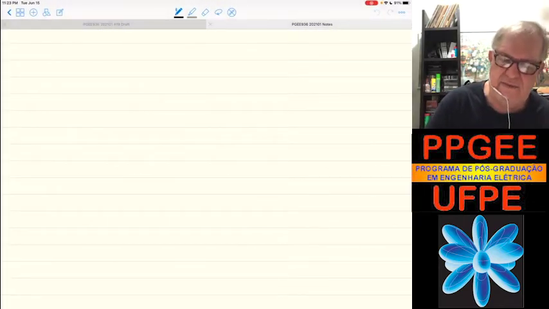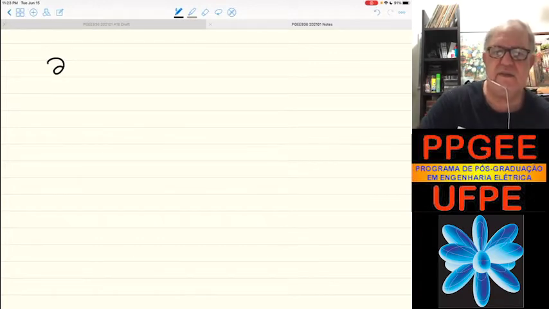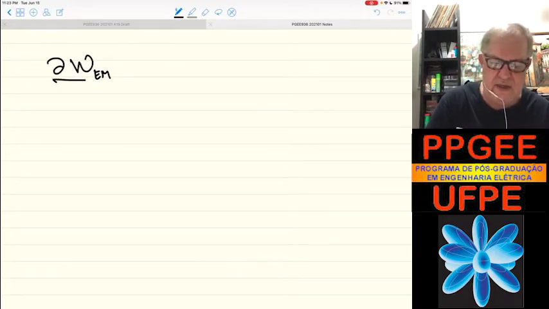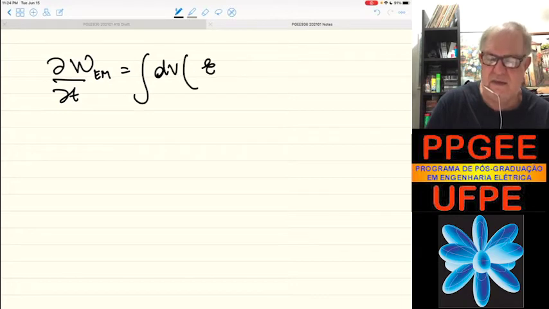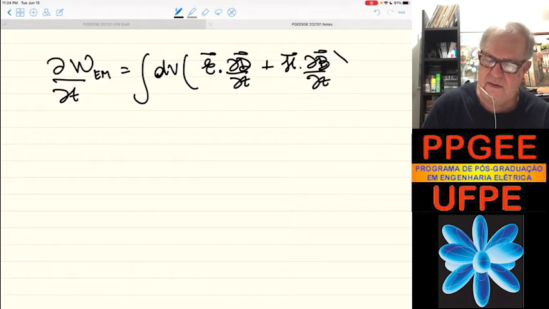So W_EM has a rate of change. Let me just see the type of letter I'm using. W_EM, this capital W, equals the volume integral of E dot dD/dt plus H dot dB/dt. Right?